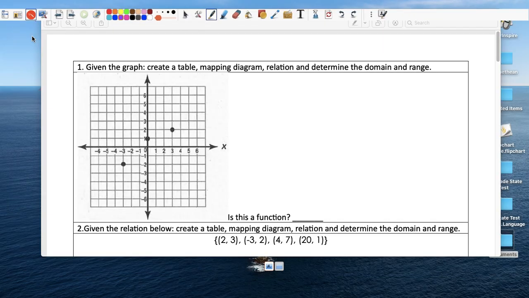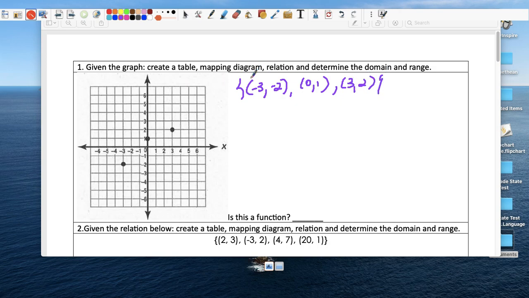So it's all about just notation today, right? How to represent this relation, this function, which is a special relation, in different ways. So we have a graph for number one. The first thing I'm going to do is write the relation. I have negative 3, negative 2. That's my first point here. The second point is 0, 1. And the last point is 3, 2.